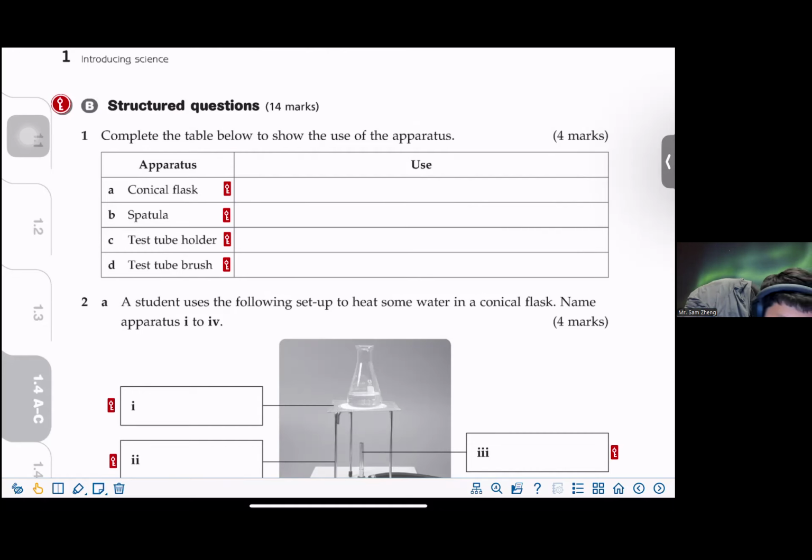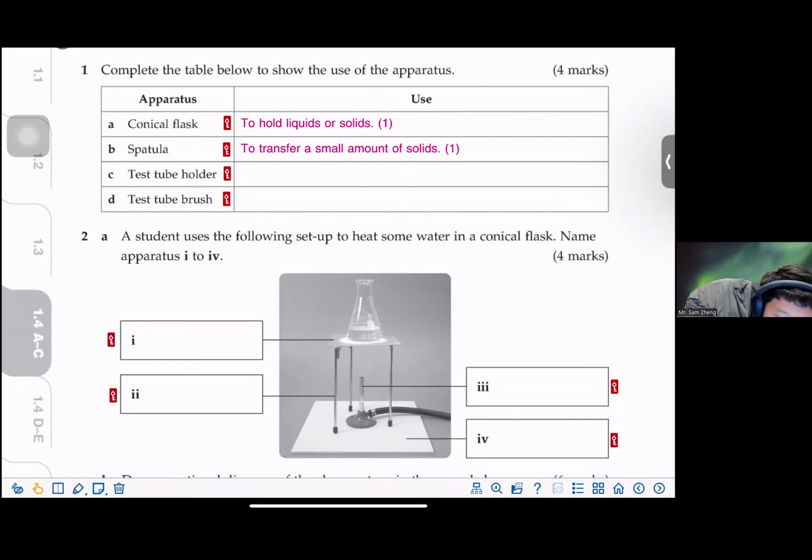For example, for the conical flask, the function here is to hold the liquid over the solid. While the spatula is like a spoon, so we use it to transfer a small amount of solid. Apart from that, the test tube holder is just the wooden clip, so we use it to hold the test tube when we are heating.